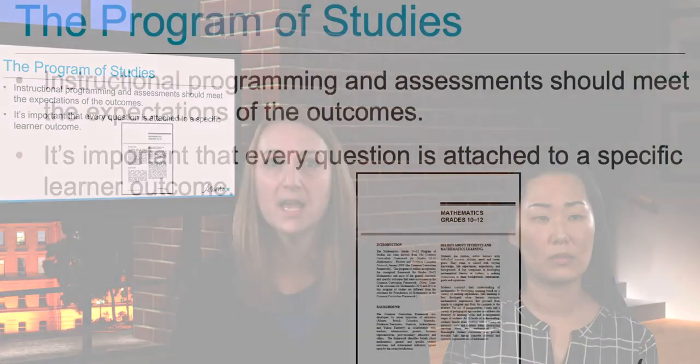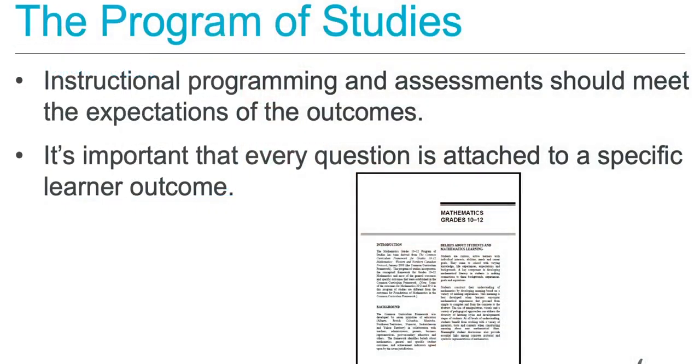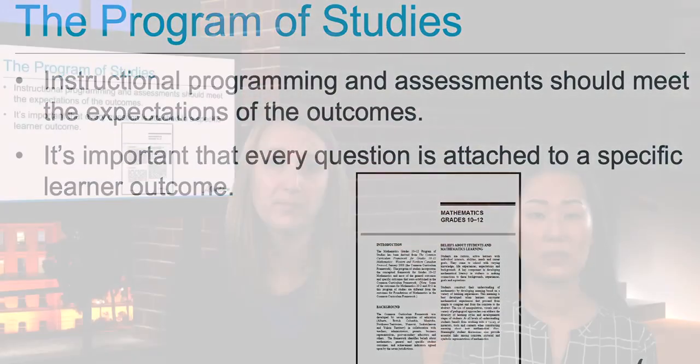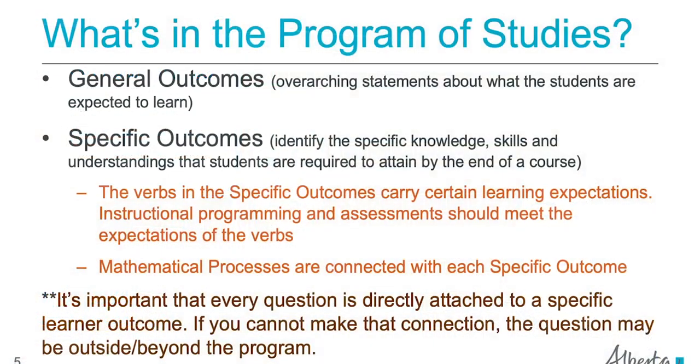First, we need to start with the program of studies. Every item that appears on an assessment must assess at least one specific learner outcome in the course's respective program of studies. The program of studies for each mathematics course contains general outcomes, the overarching statements about the content students are expected to learn, and the specific outcomes, the more detailed statements about the exact knowledge, skills, and understandings that students are required to attain by the end of instruction.